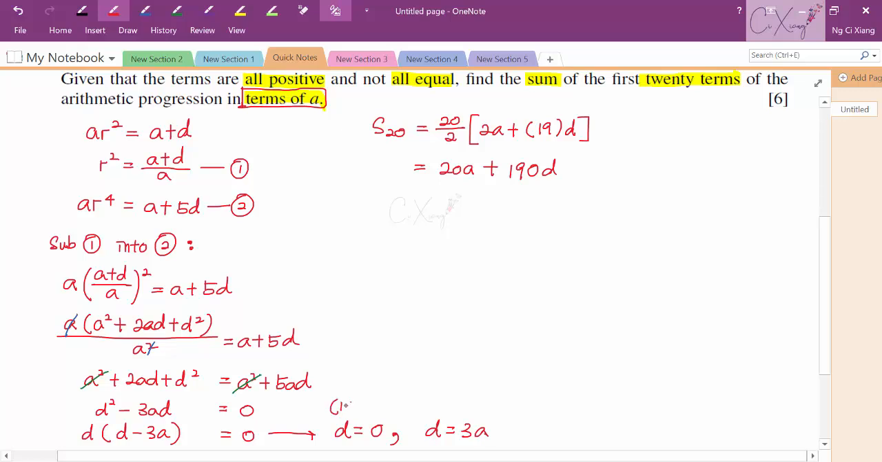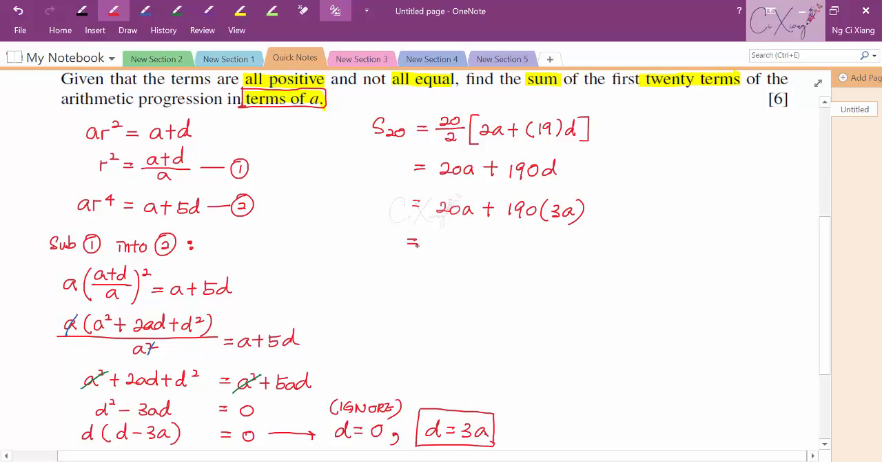For D equals 0, we ignore it because the question tells us that all the terms are not equal. If D is equal to 0, all the terms will be equal. Therefore we ignore this one, so that we have terms which are positive and not equal. From here I get a very important result, D equals 3A, which means I can substitute it into my steps now. So what is D? D equals 3A.